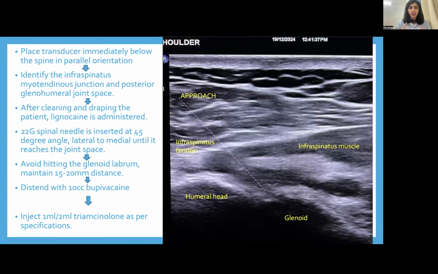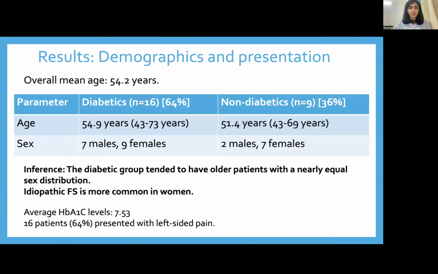After this, after you clean and drape the patient, you administer lignocaine, and then you inject a 22 gauge spinal needle at a 45-degree angle, lateral to medially, and distend the joint cavity with 10 ml bupivacaine. After which you can inject 1 to 2 ml triamcinolone as per whatever the patient's requirement is.